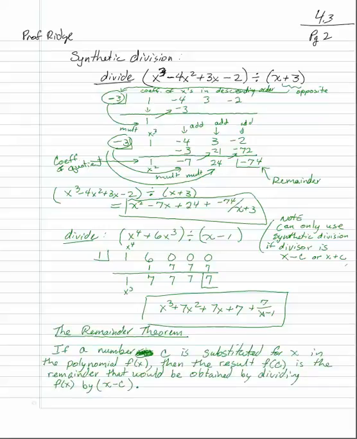so if a number c is substituted for x in the polynomial f of x, then the result f of c, so whatever value you get by plugging c in and working it out, that result is going to be equal to the remainder, right? So that you would obtain by dividing f of x by x minus c. Okay, so we can say that in notation.